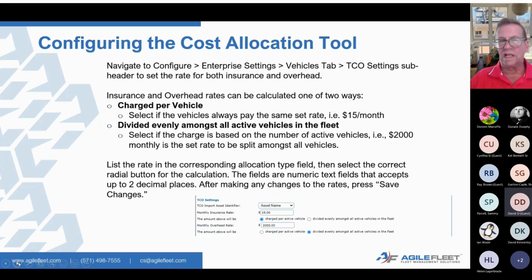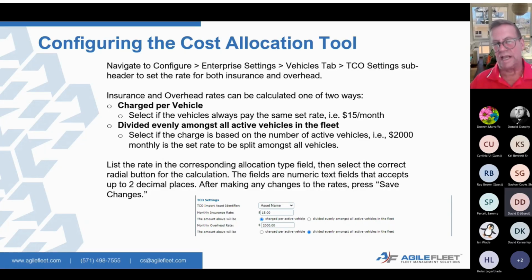And then getting into the cost allocation tool. So, it's a little bit different. And again, we touched on it a little bit earlier where we showed this around setting the asset identifier. But fundamentally, it's underneath enterprise settings, vehicles, TCO, subheadings, right? And so as you get into the vehicle tab under enterprise, you can see that there's a TCO setting subheader. And again, that's where we're capturing the insurance and the overhead costs. So you can do it globally or you can do it individually.